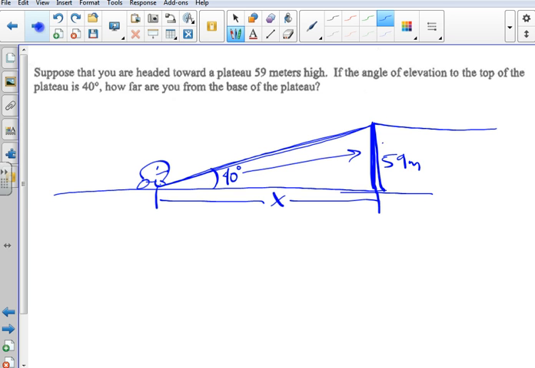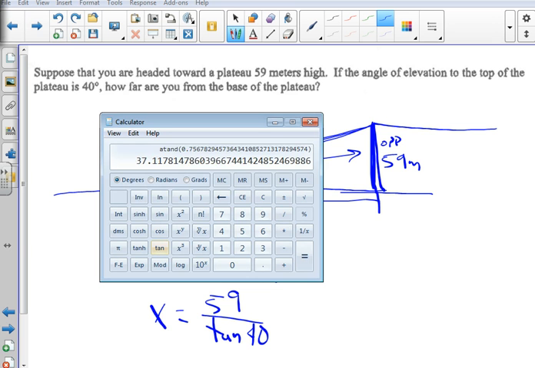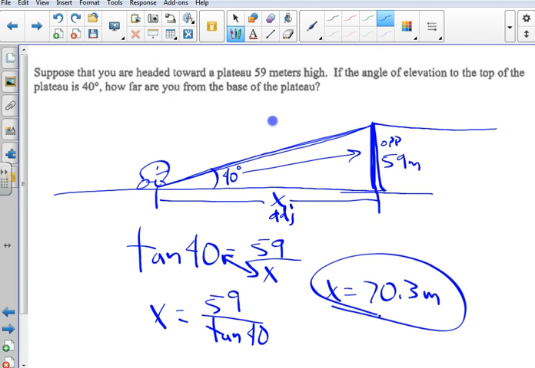So opposite, adjacent, tangent. So the tangent of 40 degrees is going to be the opposite, which is 59 meters, over our distance x. That means x is going to be equal to 59 divided by the tangent of 40, because we can switch those two. That's going to be 70.3. So x, you are going to be 70.3 meters away from the plateau. Or feet, meters? I think it's meters, yeah.